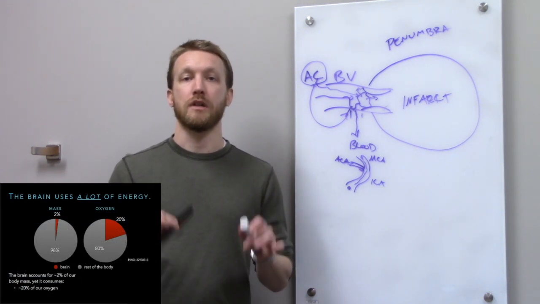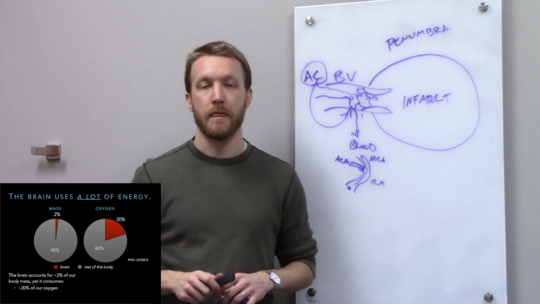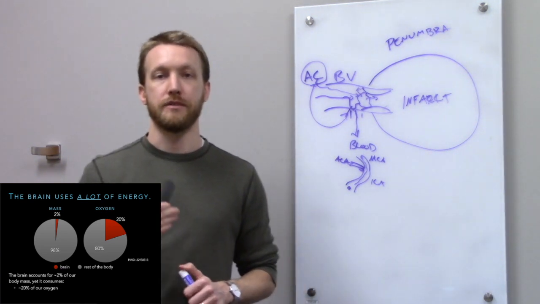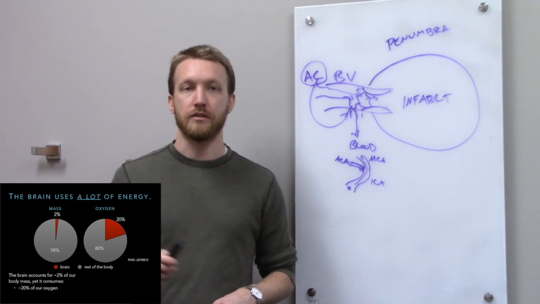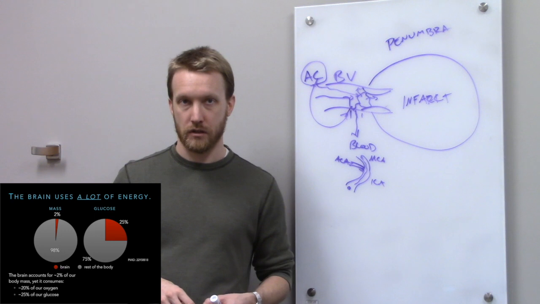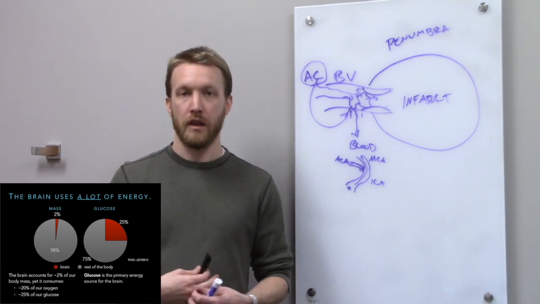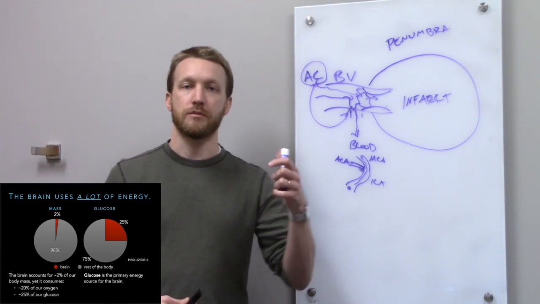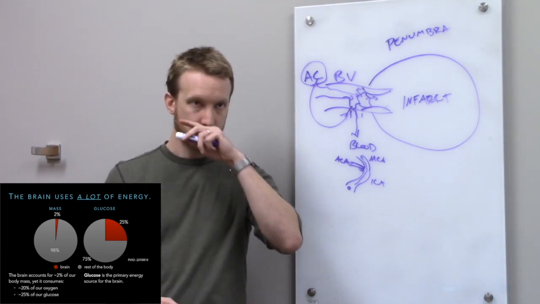Now, the whole reason that blockage of blood flow is so devastating to neurons is because they're greedy. The brain uses a lot of energy. Although it accounts for about 2% of our body mass, it's going to use about 20% of our oxygen and about 25% of our glucose. So by weight, this is a very greedy organ. Now it needs a lot of glucose because that's the principal energy source for nerve cells.